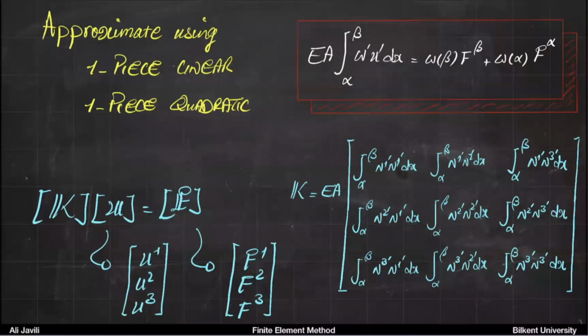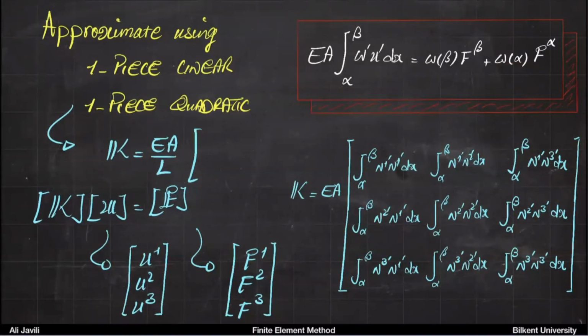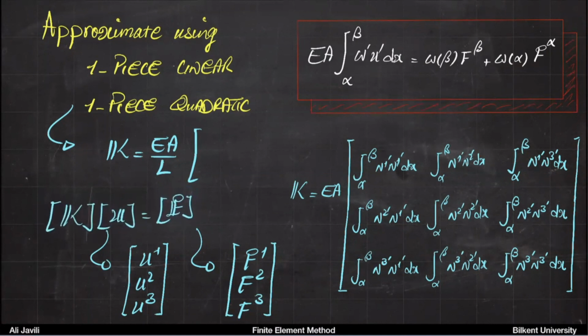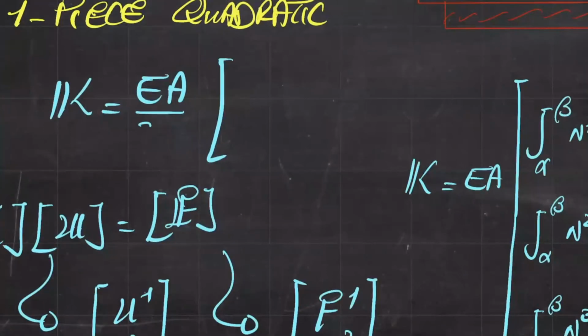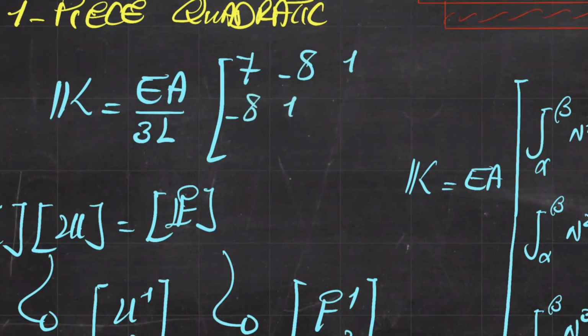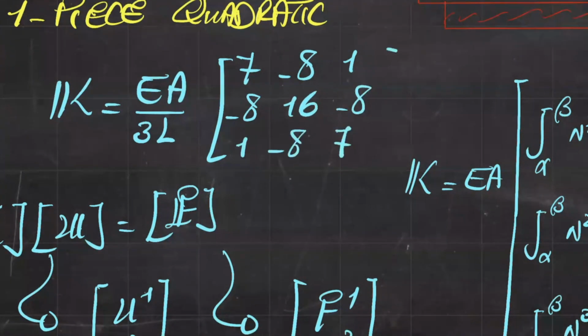So it would be a 3 by 3 matrix. And just to have your nodes complete, if you do that, that 3 by 3 matrix would look like EA over L times, let me take a 3 out, EA divided by 3L, times 7, minus 8, 1; minus 8, 16, minus 8; 1, minus 8, and 7. Okay, so it would be this.